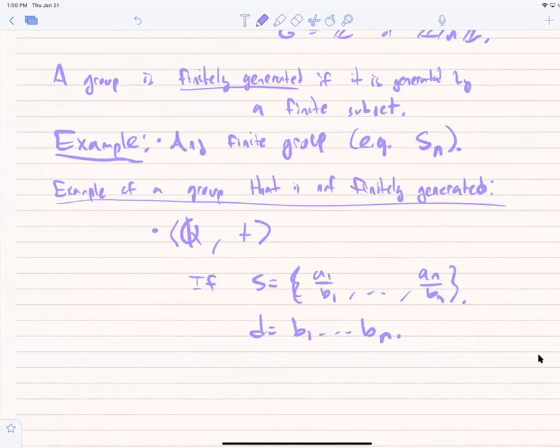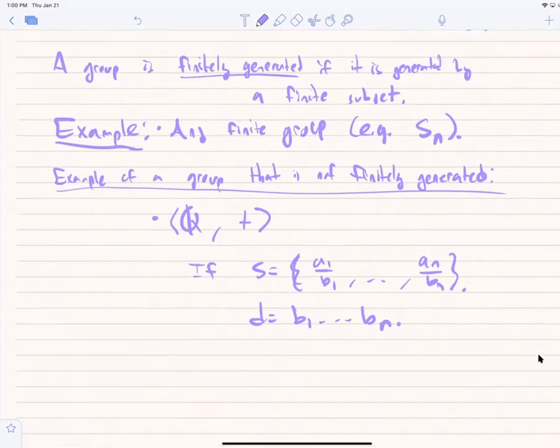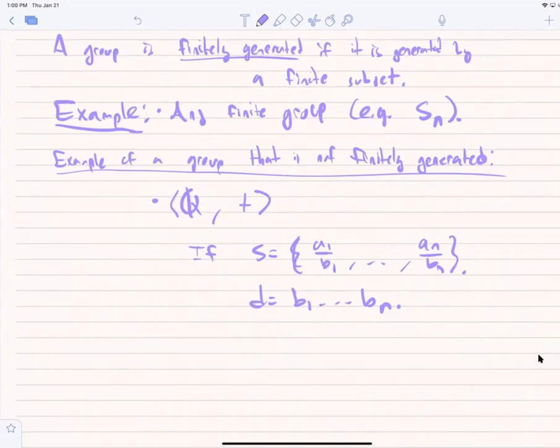Yeah, good. So let's say it this way. Something I was saying: if we have a finite generating set S, it looks like this. We take the product of the denominators, and then, well, the subgroup generated by S is just the intersection of all subgroups which contain S.